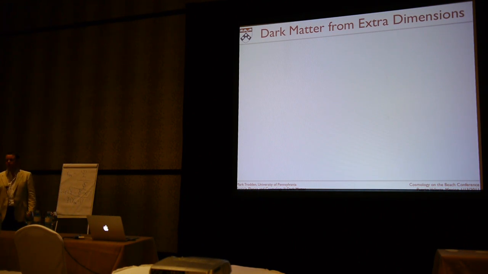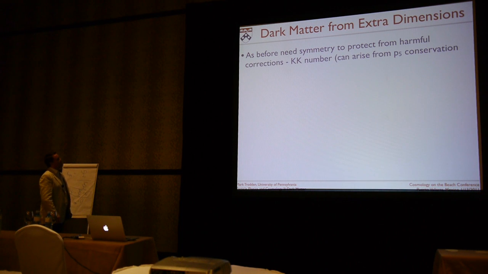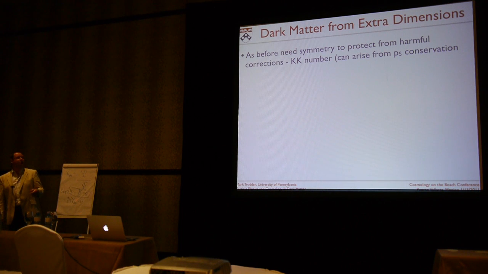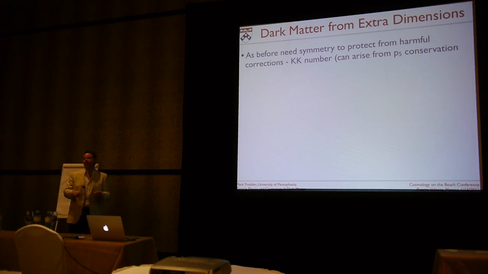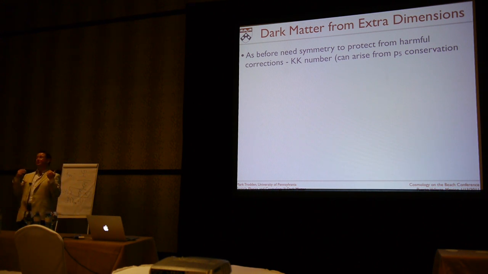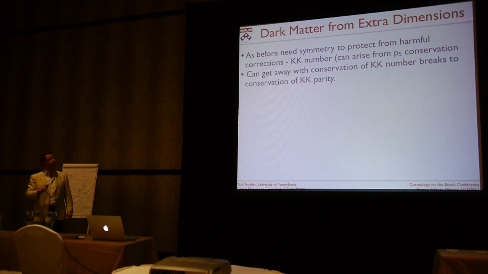What about extra dimensions? Well, here you need the same kind of symmetry. In many of the models, you just get this, because the Kaluza-Klein number, the number of Kaluza-Klein states, can be conserved naturally due to conservation of momentum in these extra dimensions. So that's something that you get naturally, but of course it's easy to break that in a number of models. It turns out that all you really need to protect against harmful corrections in extra dimension models is KK parity, just a similar thing to what I wrote down on the last slide, distinguishing the KK particles from the non-KK ones.